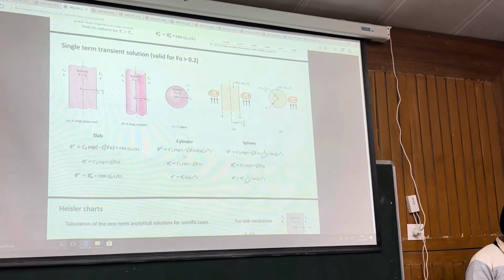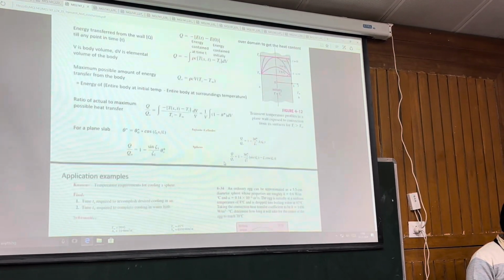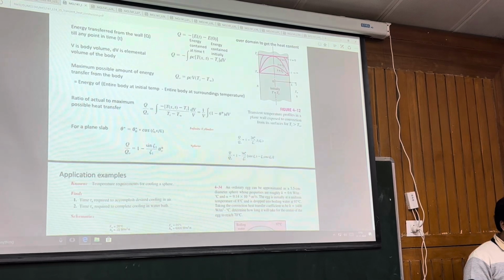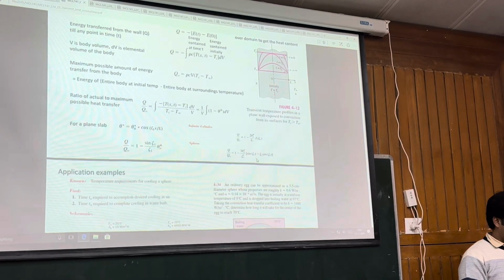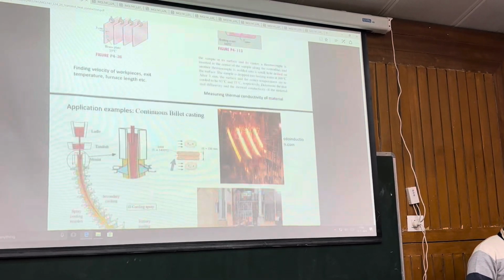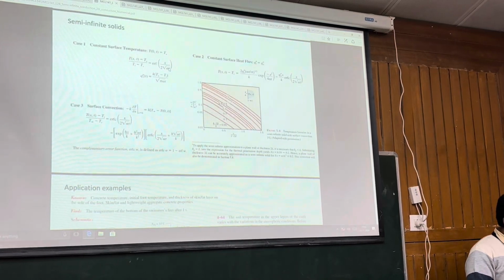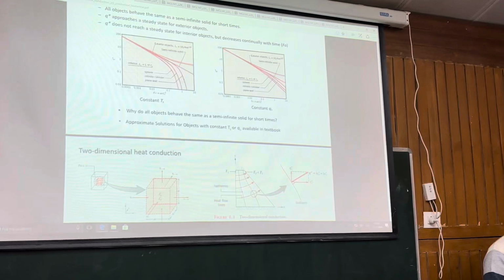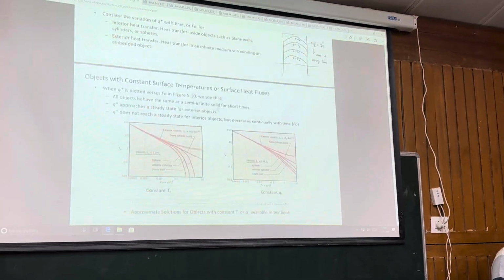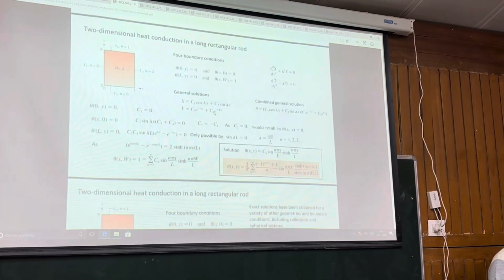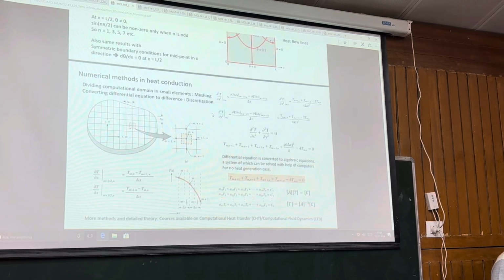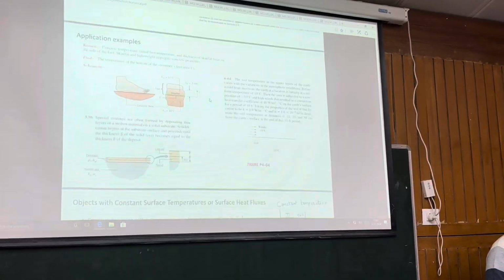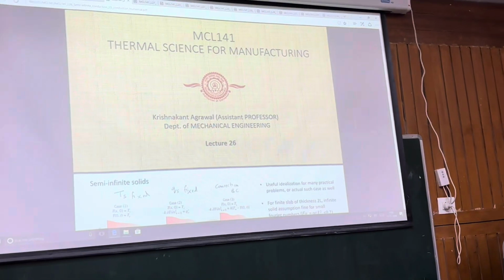So this is the temperature formula. Theta is the temperature formula, and Q by Q0 is the energy formula. This you should bring for the three main shapes: slab, cylinder, and sphere. And then semi-infinite you can completely ignore. It is just for your knowledge. And this two-dimensional part also you can ignore. Two-dimensional, just for your knowledge, nothing will come in the exam. So in fact, this lecture 26 you can completely ignore.